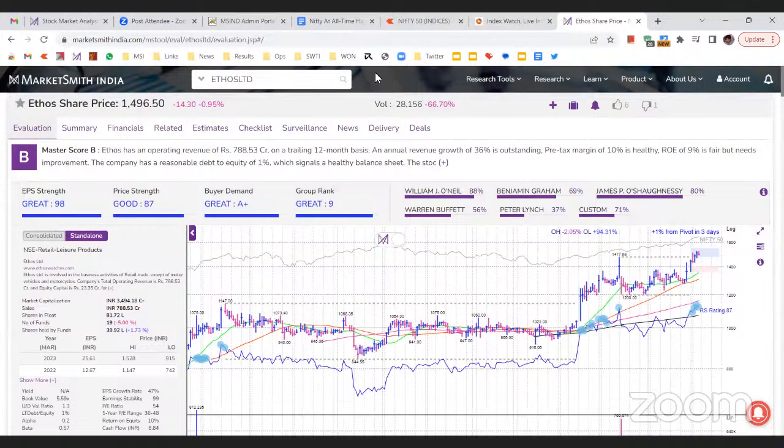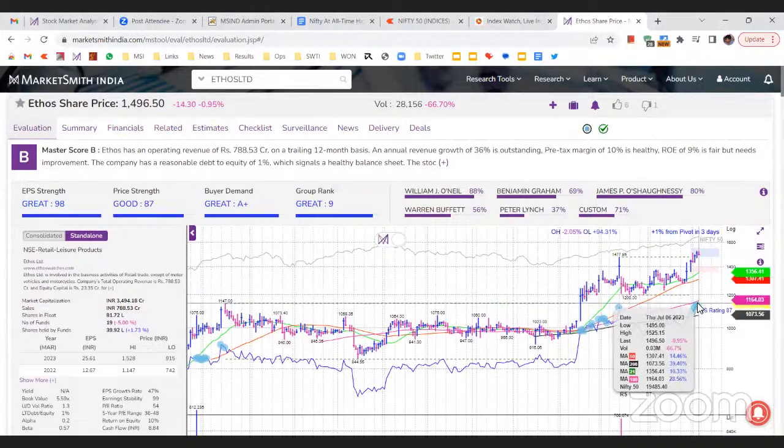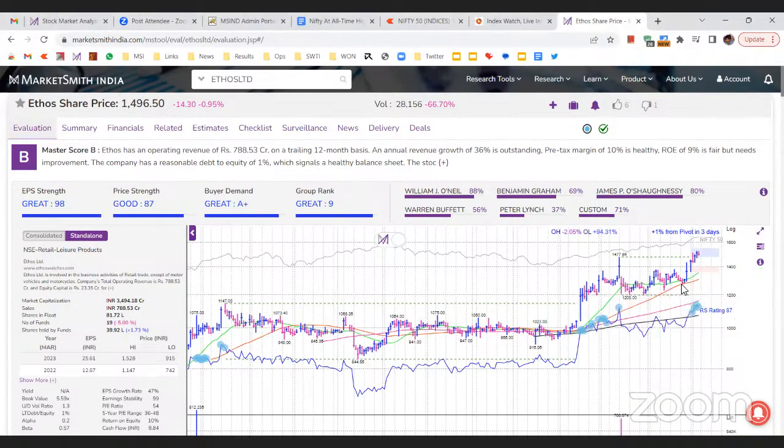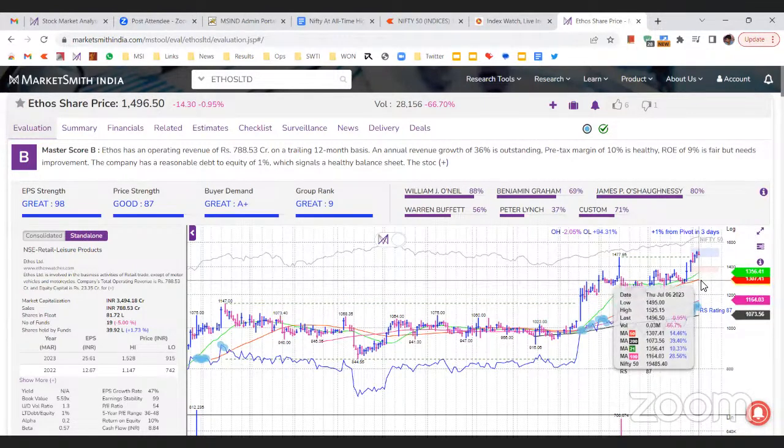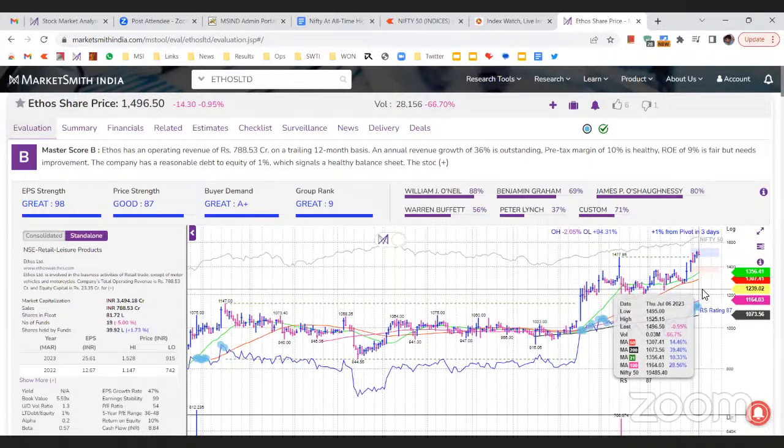On the downside, if you are holding, then you can use the 50 DMA as a stop loss. It has found good support at the 50 DMA a few times. But if you are buying at around these levels, then you should always follow the O'Neill stop loss rule that we always have, 7 to 8%. 8% is the maximum loss from your buy price that you can take. So that can be followed.